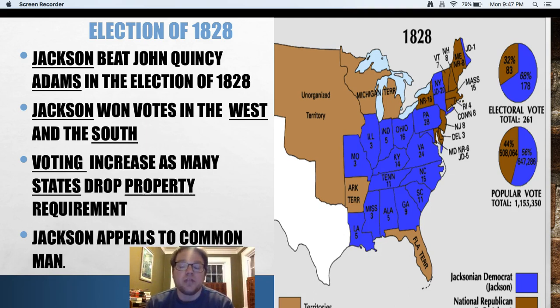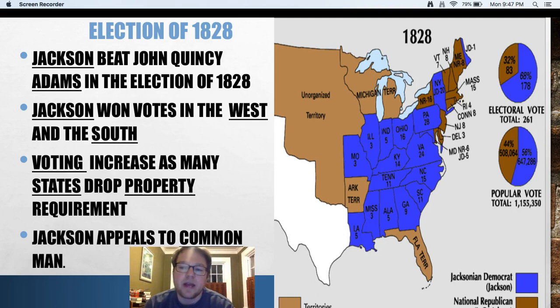And so Jackson, obviously, if we look at the map, beats Quincy Adams in 1828. He does it by basically sweeping the South and the Western states. You can see we're adding more states to the Union. And the big thing that we can see from this, and this is a big plus of what we call the Jacksonian Democracy, because he's a Democrat at this point.